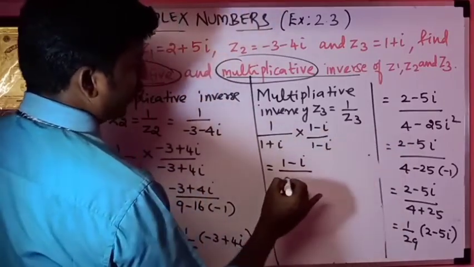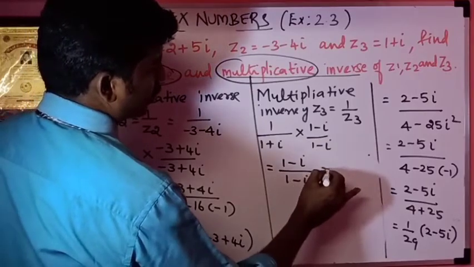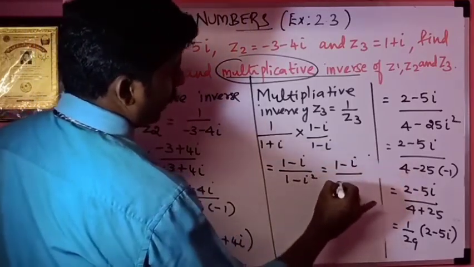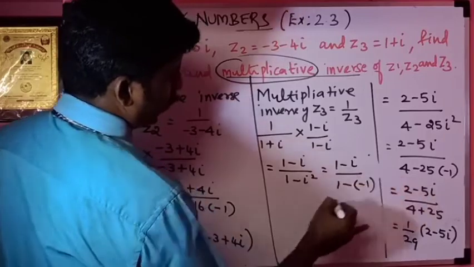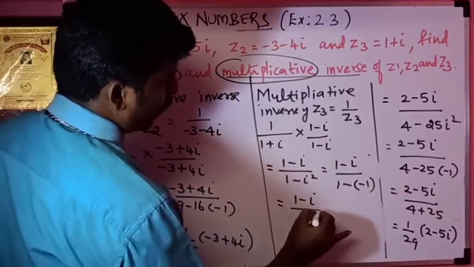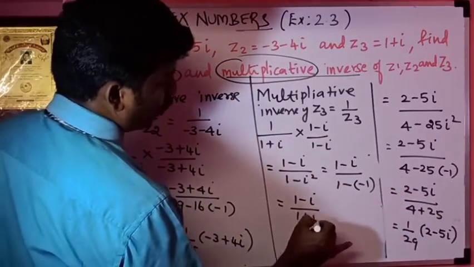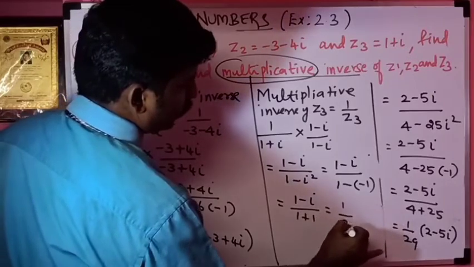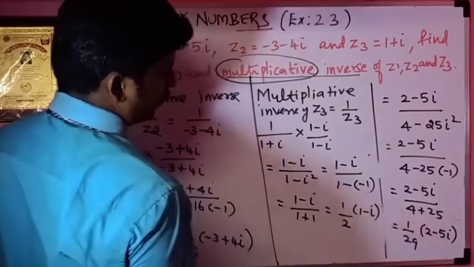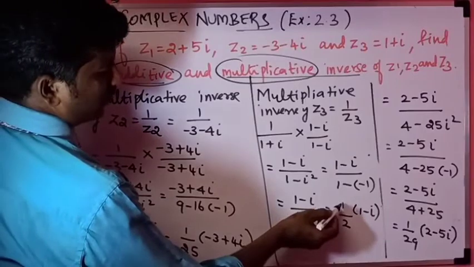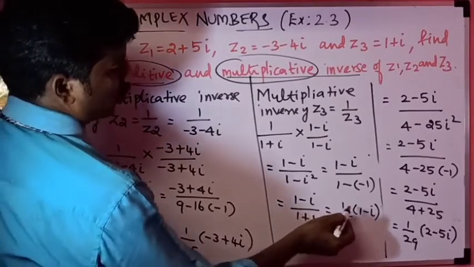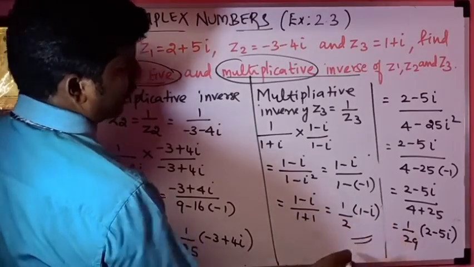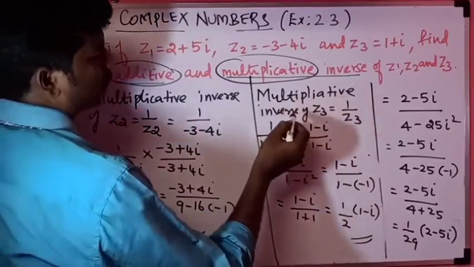a plus b, a minus b. So a square minus b square is equal to 1 minus i by 1 minus i square value minus 1, which is 1 minus i by 1 plus 1, which is 2. So 1 plus 1 is 2, that is 1 by 2 into 1 minus i. This is the answer for the multiplicative inverse of Z3.